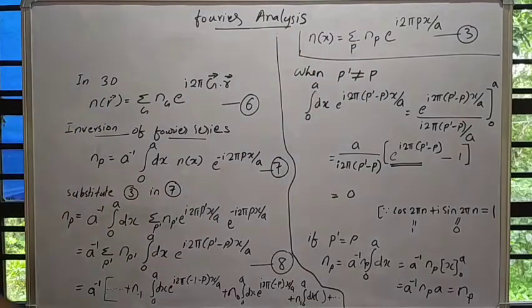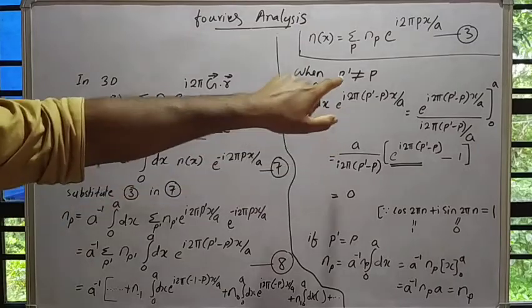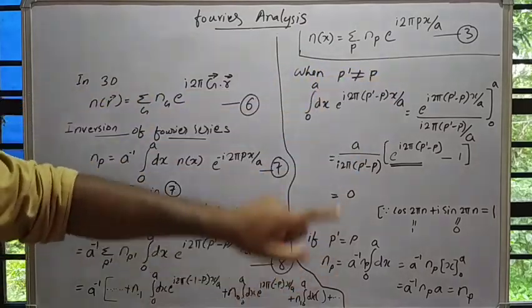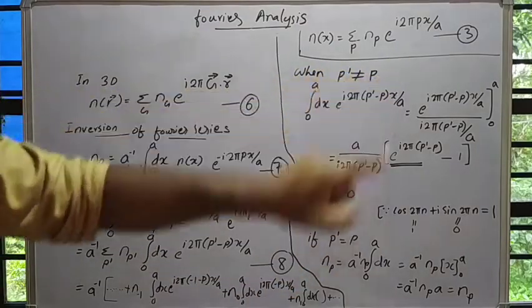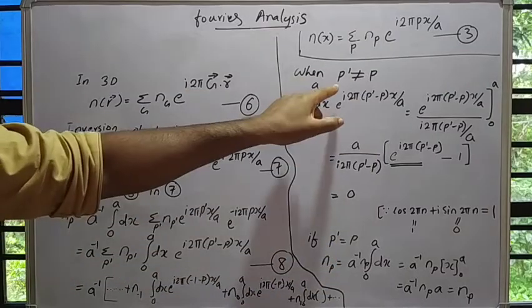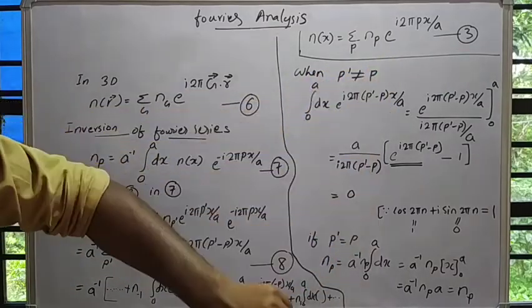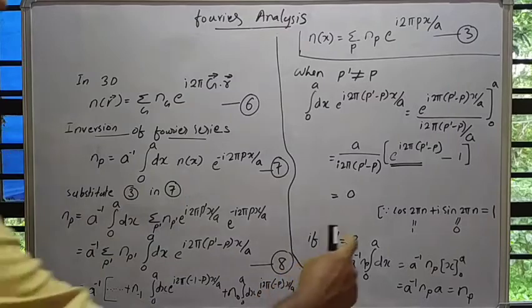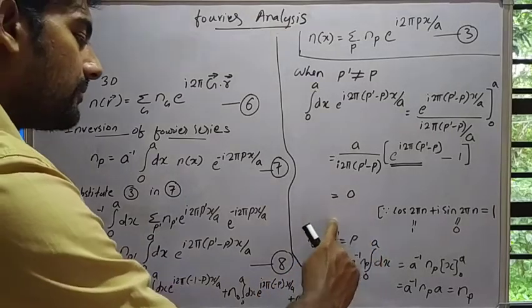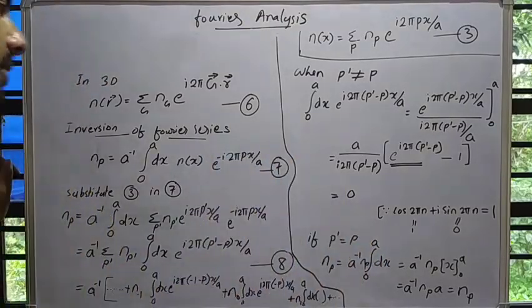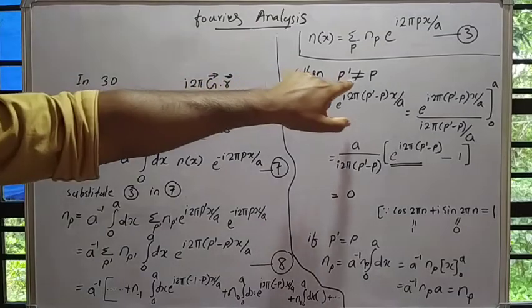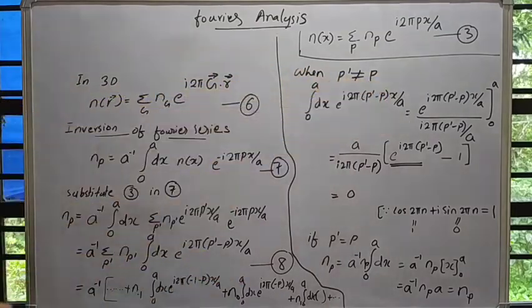So generally we can verify what will happen to the terms with p' not equal to p, and the terms with p' equal to p. There is only one term having p' equal to p. What will happen to the remaining terms in this series?